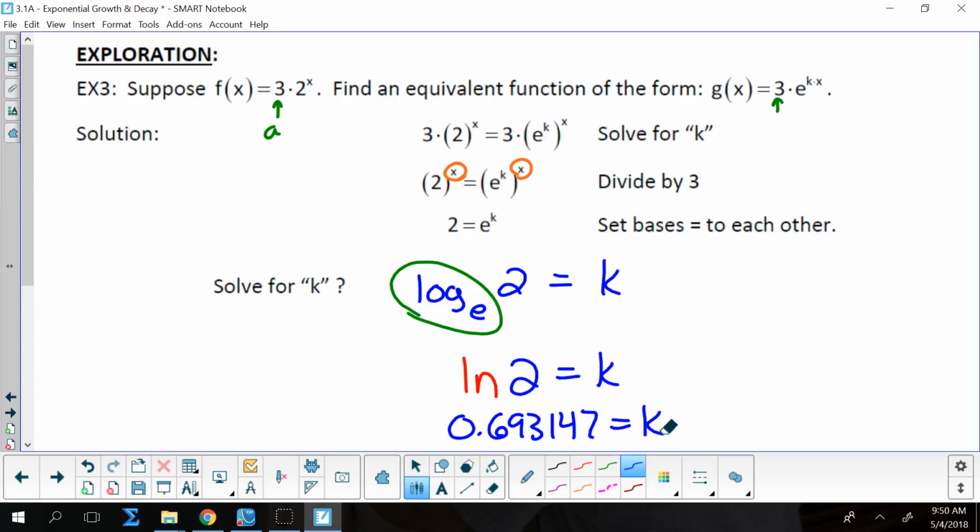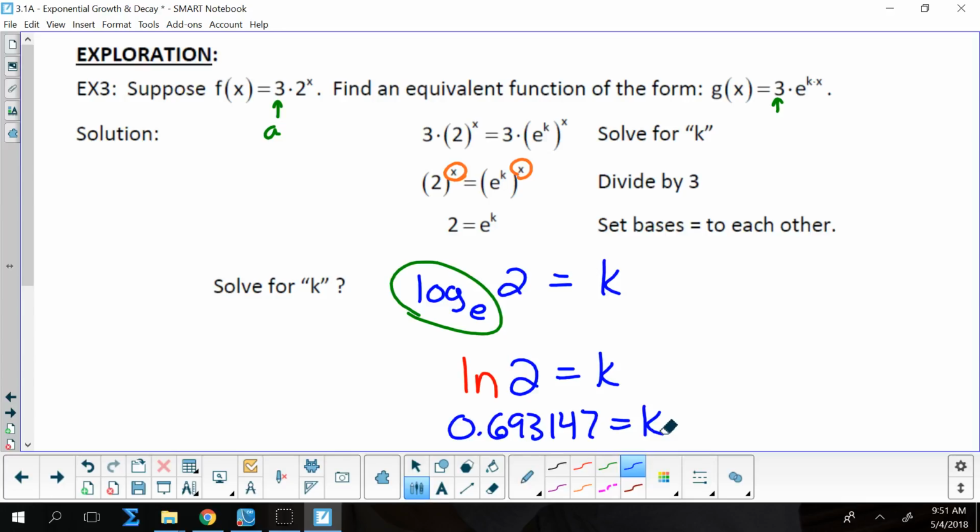Now, logic. I'm a very logical type person. Logic tells me that 3 times 2 to the x is what kind of exponential function? This one right here, 3 times 2 to the x. It's a growth, right? Because the base is bigger than 1. So f of x is an exponential growth function because my base, b, is bigger than 1.